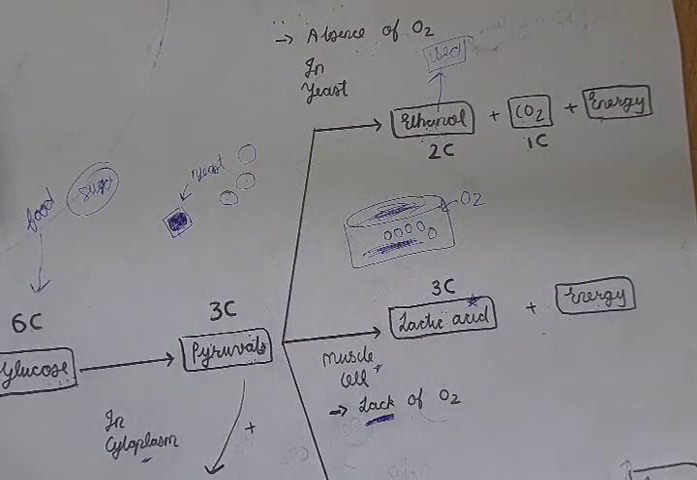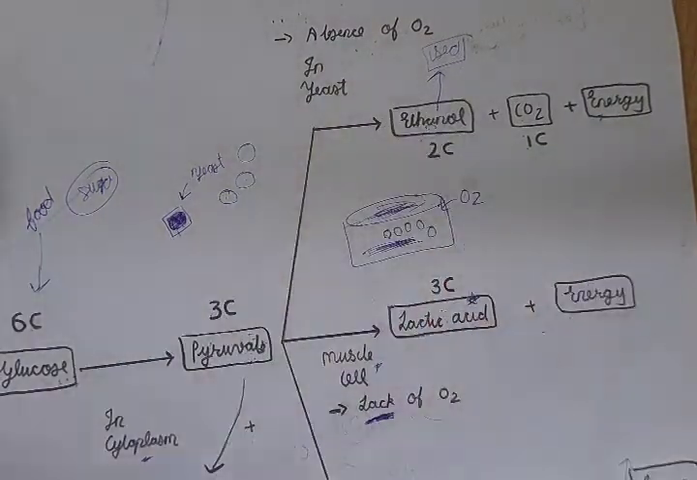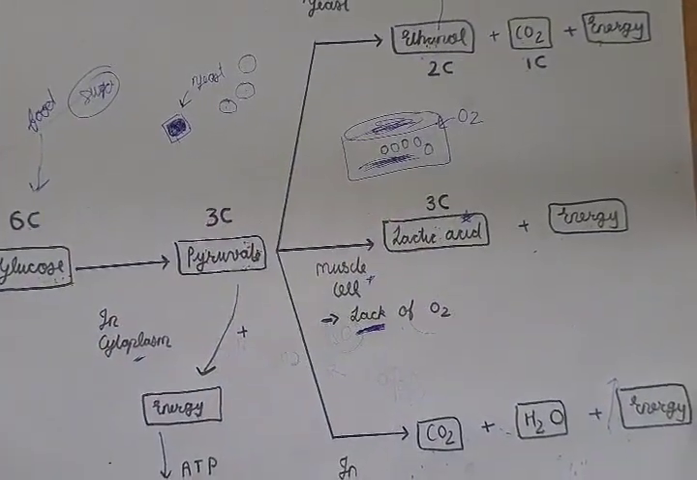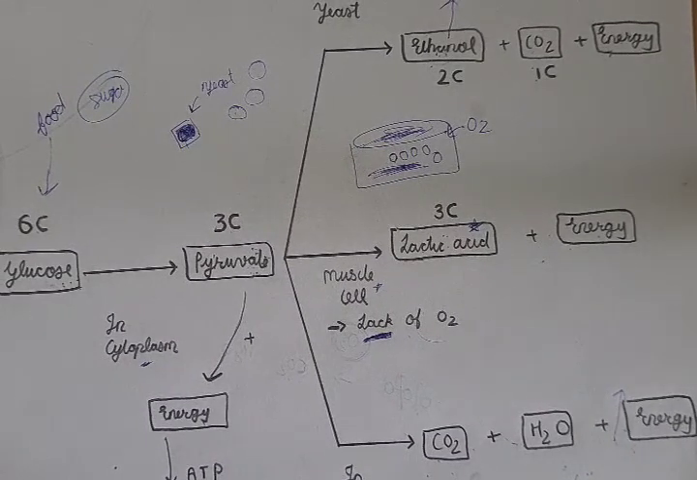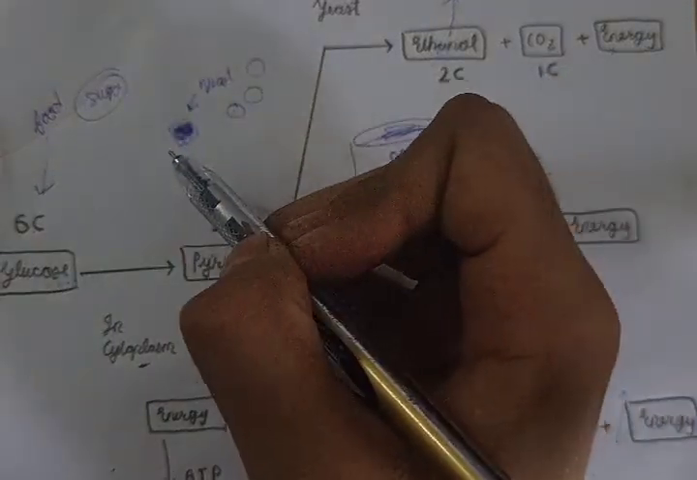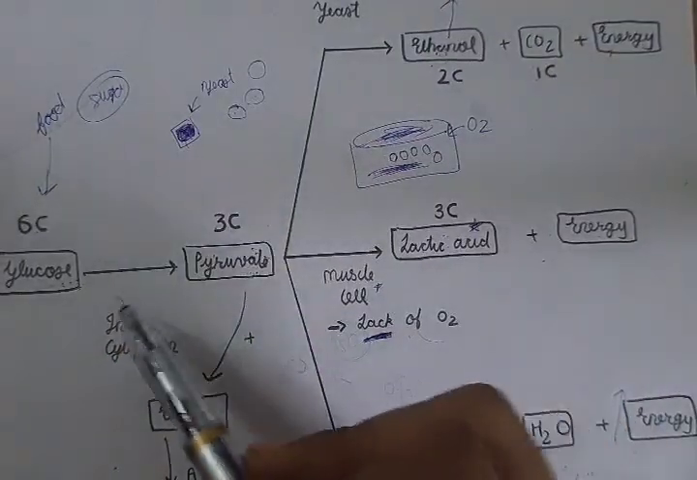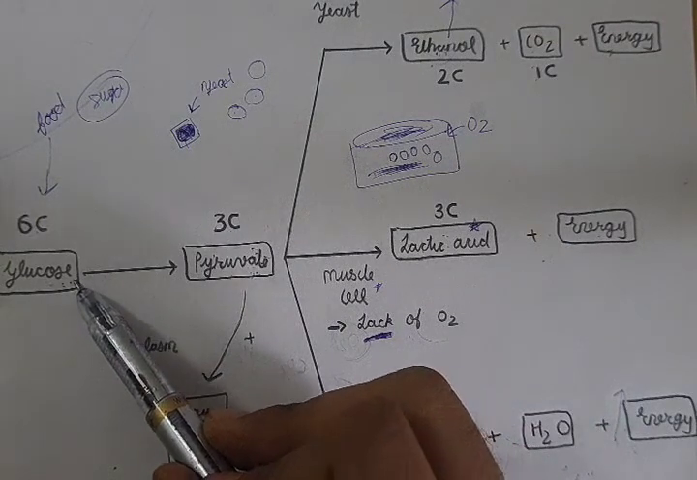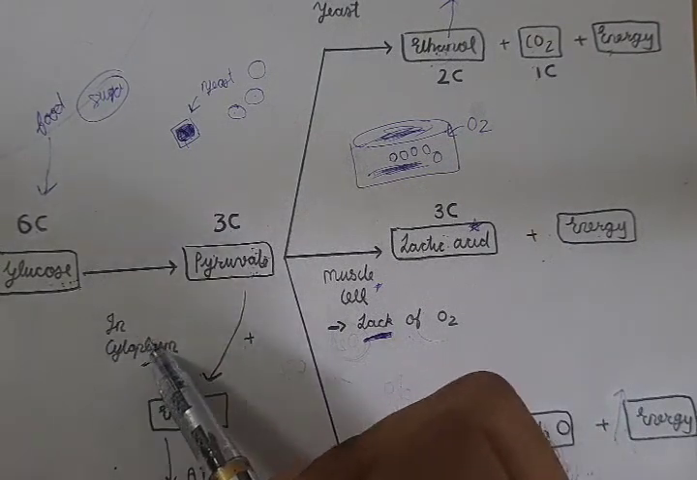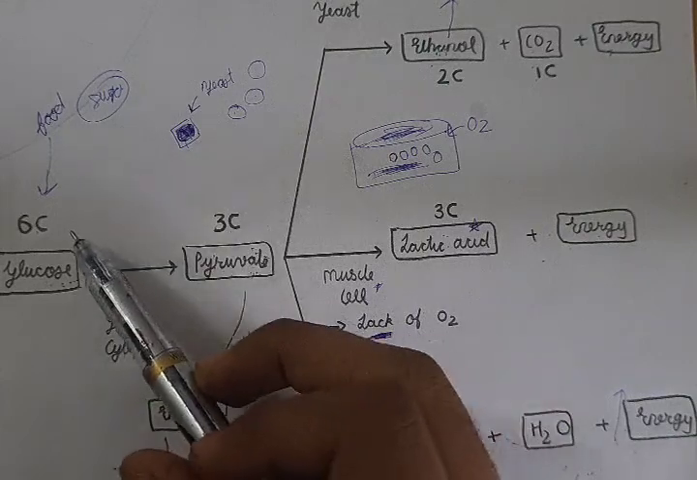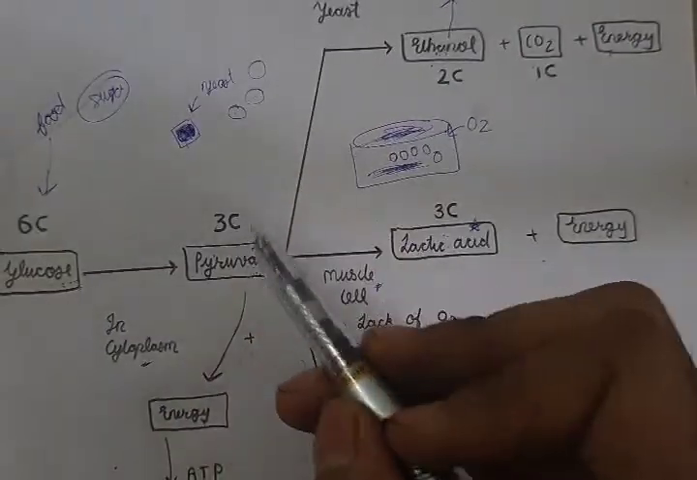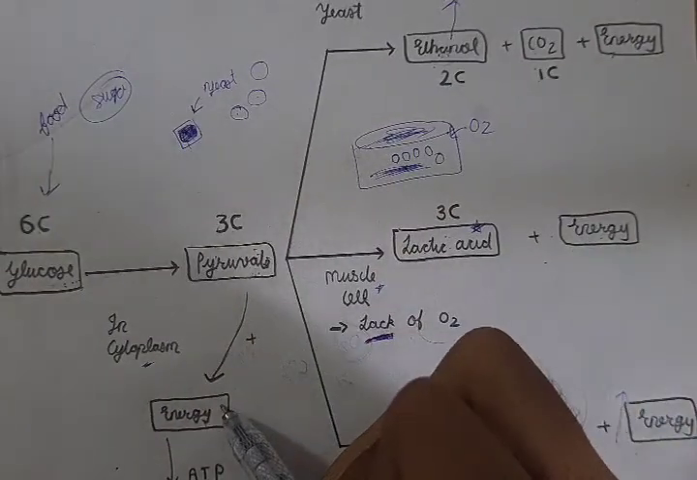So this was fermentation. Now we are going to quickly revise all 3 processes. We are first starting from the food. Let's imagine that you ate food, you ate sugar. From that sugar you will get glucose, and that glucose inside the cytoplasm will be converted into pyruvate, which means the 6 carbon molecule we break into 3 carbon molecules and we get energy.